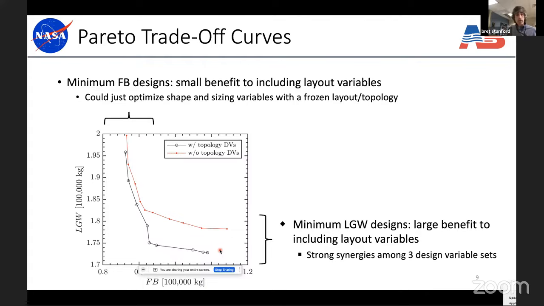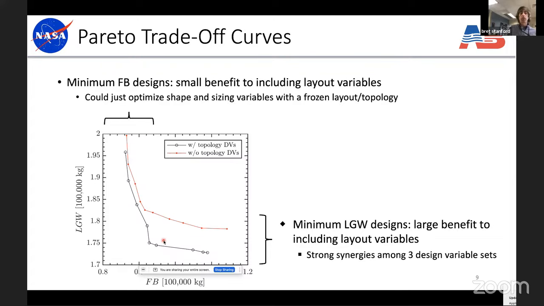I've got two curves there, one in black and one in red. The one in black does include topological design variables, so we're solving all three design variable sets at once: sizing, shape, and topology. Whereas the red curve does not include topology. We're only solving shape and sizing, and we're doing this for a frozen topology. We came up with some reasonable looking layout of ribs and spars and stringers, and we've frozen it, and we're only doing shape and sizing optimization.